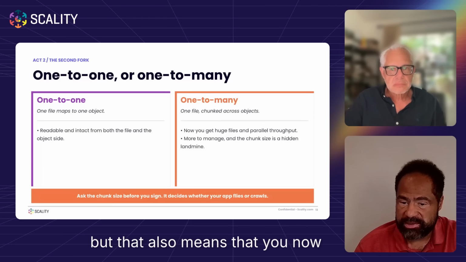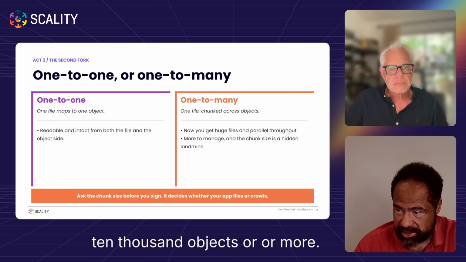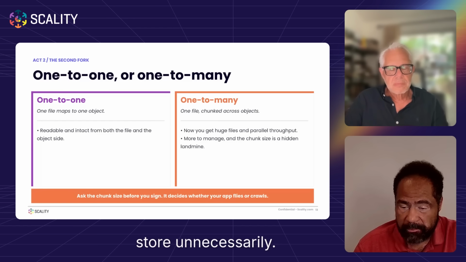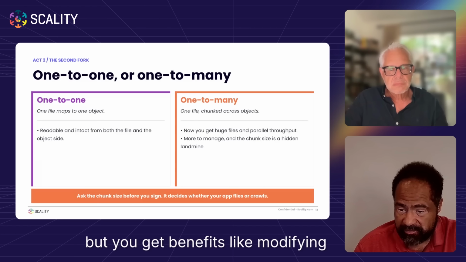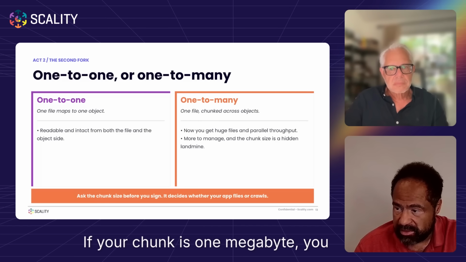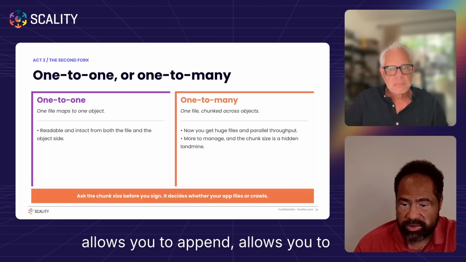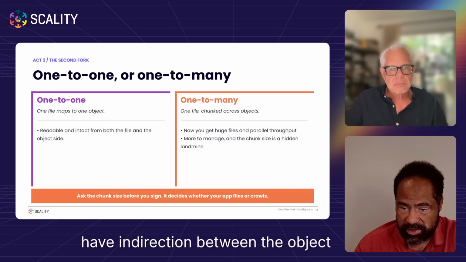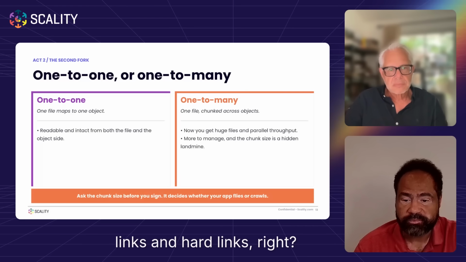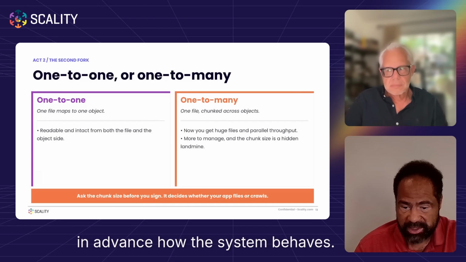But that also means you have even more objects to manage in the back, because one file could be 10,000 objects or more. So you might be loading your object store unnecessarily, but you get benefits like modifying is not as much of an issue. If your chunk is 1 megabyte, you are uploading 1 megabyte, but it's not the entire file, right? Allows you to append, allows you to have indirection between the object and its folder. So maybe you can do links and hard links, right? But it's something you have to know in advance how the system behaves. I get it.